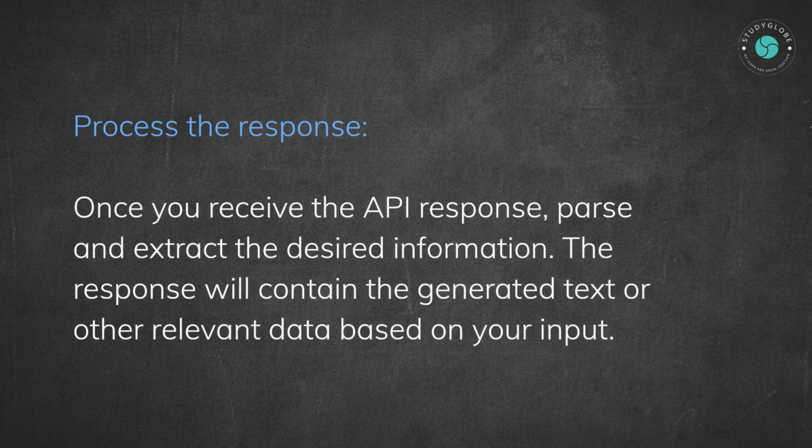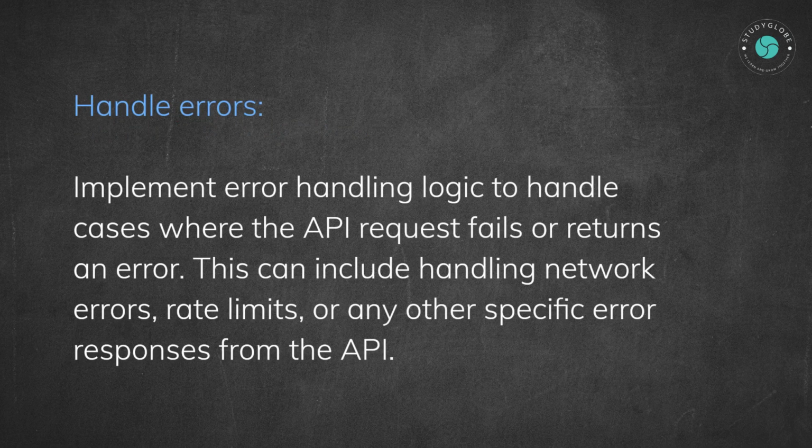Process the response. Once you receive the API response, parse and extract the desired information. The response will contain the generated text or other relevant data based on your input. Handle errors. Implement error handling logic to handle cases where the API request fails or returns an error. This can include handling network errors, rate limits, or any other specific error responses from the API.